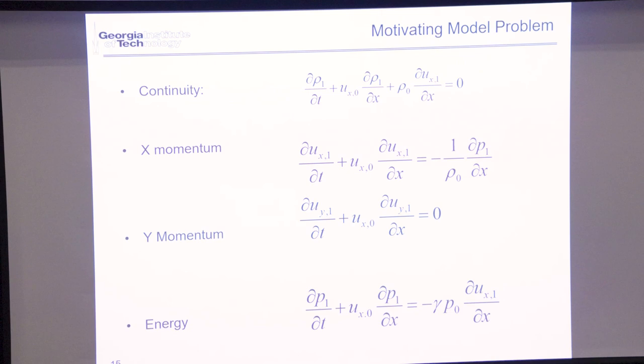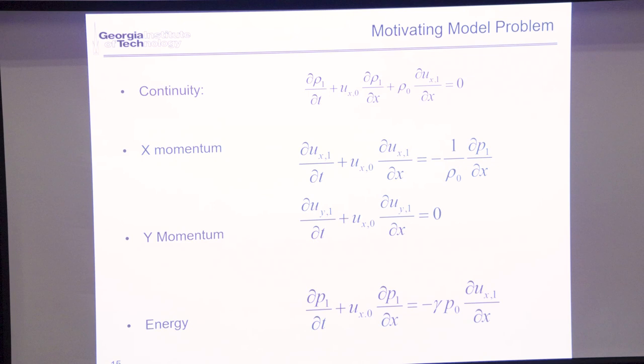Here is my inviscid x momentum equation, which is just a balance between the momentum flux of ux1 balanced against the pressure gradient, or the force. So this is basically force, and this is equal to acceleration. That's just Newton's second law, F equals ma. Here's my y momentum equation. Notice the right hand side is zero here, because dp1 doesn't vary with y. So this is just purely a convection equation for uy1.